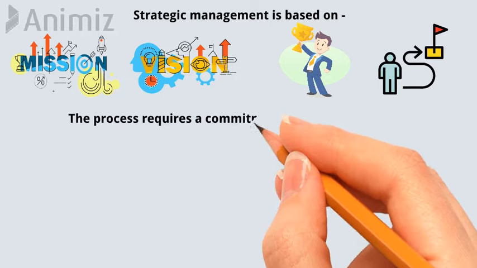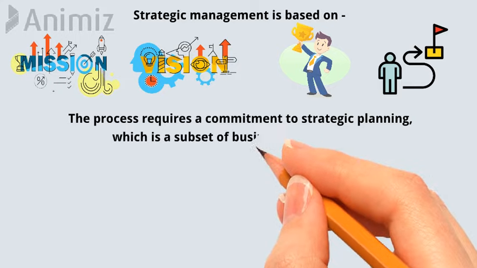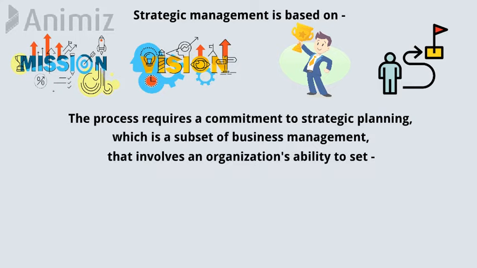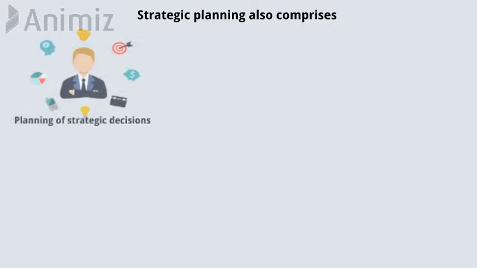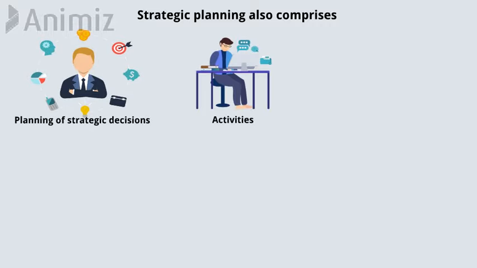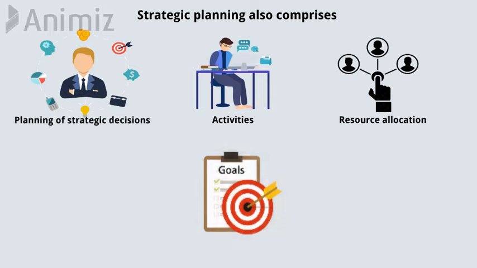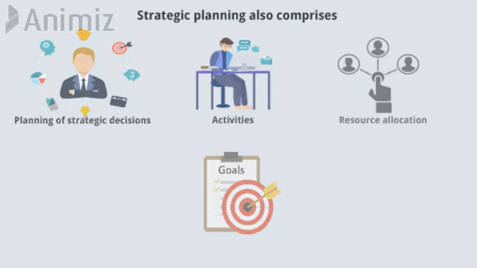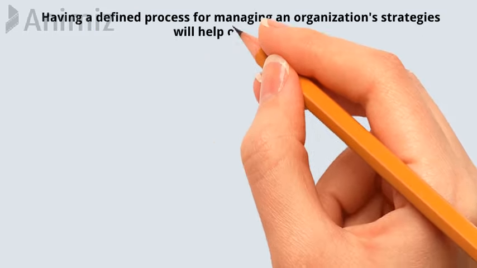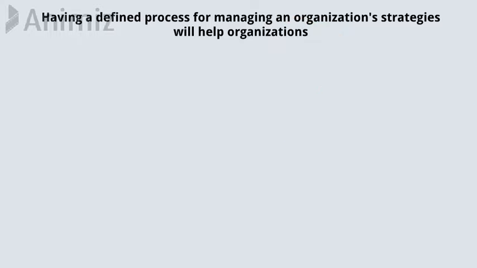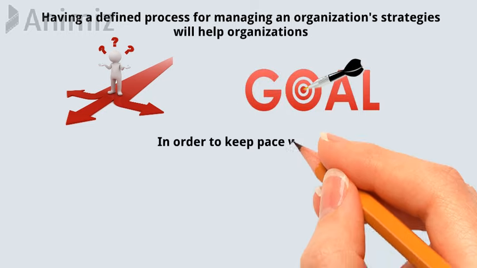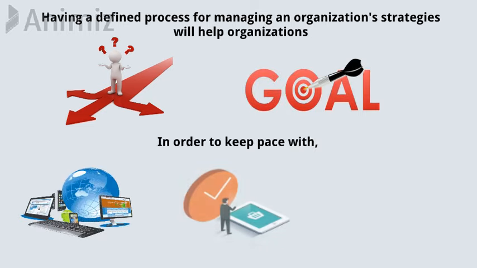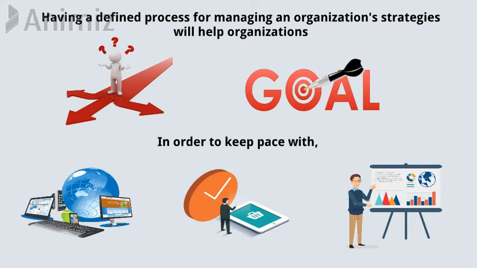The process requires a commitment to strategic planning, which is a subset of business management that involves an organization's ability to set both short and long-term goals. Strategic planning also comprises the planning of strategic decisions, activities, and resource allocation needed to achieve those objectives. Having a defined process for managing an organization's strategies will help organizations make logical decisions, and develop new goals quickly in order to keep pace with evolving technology, market, and business conditions.